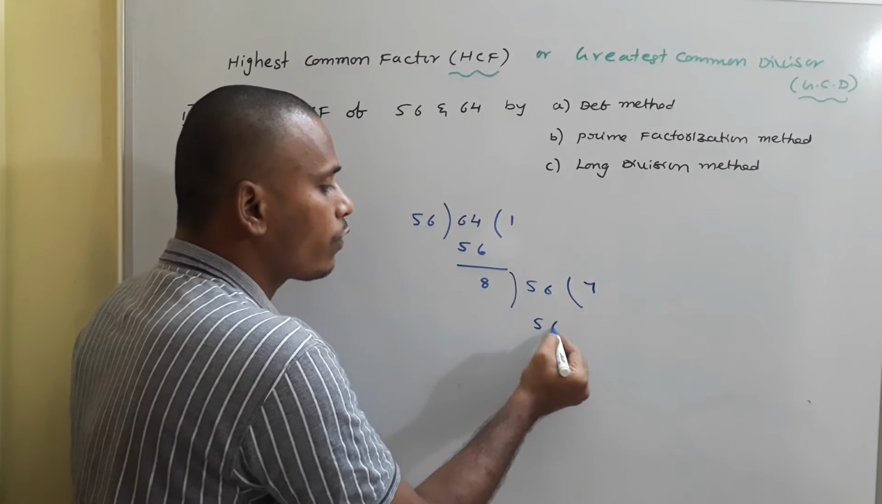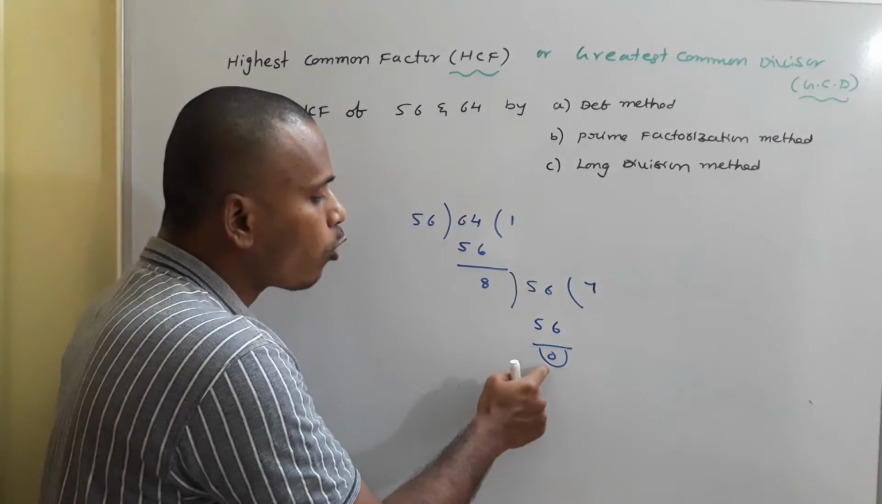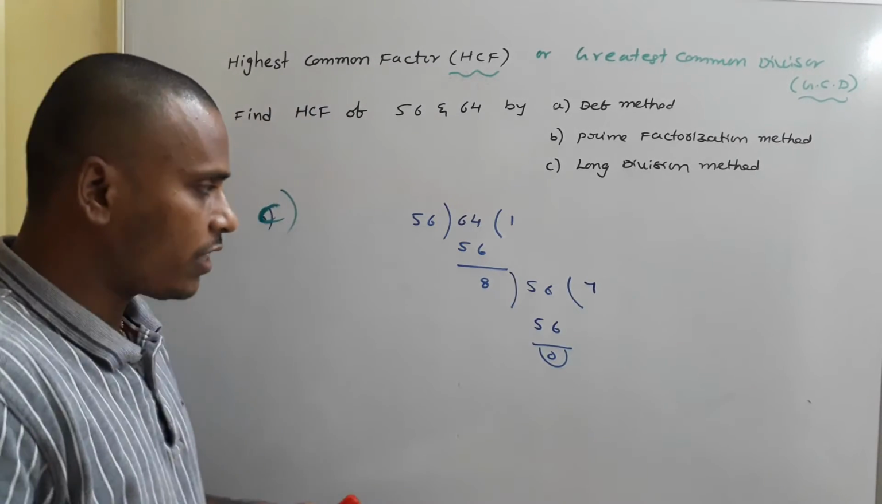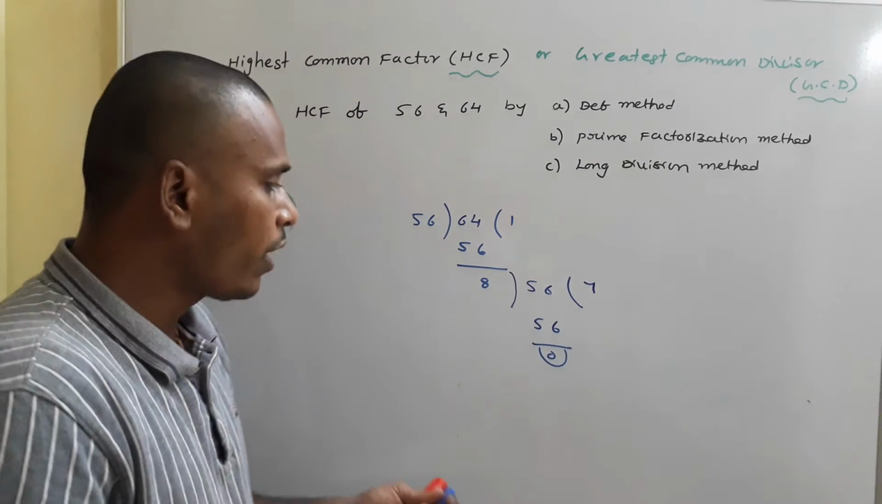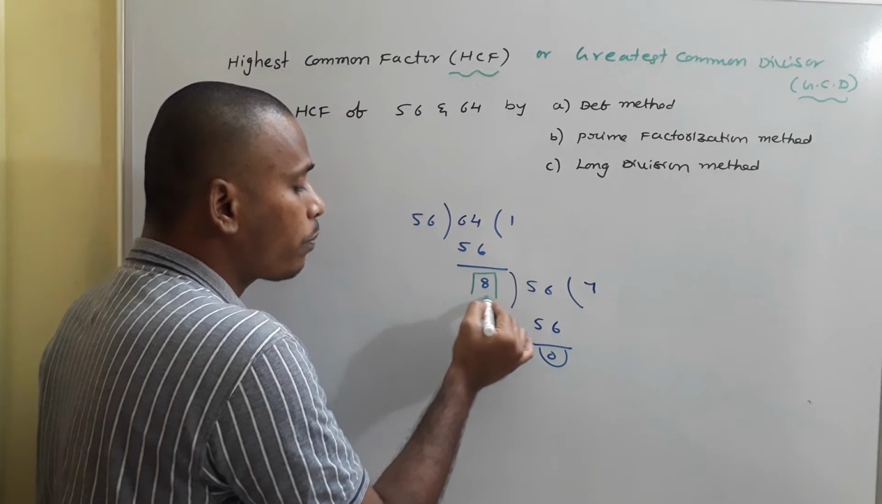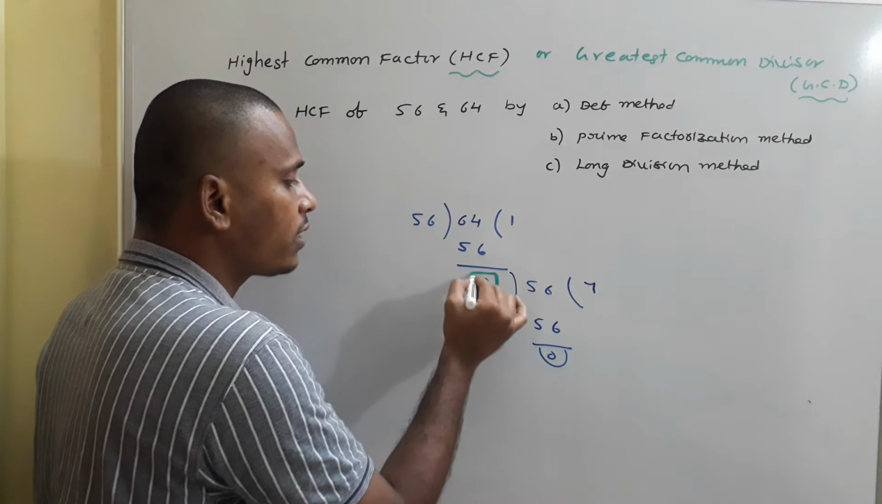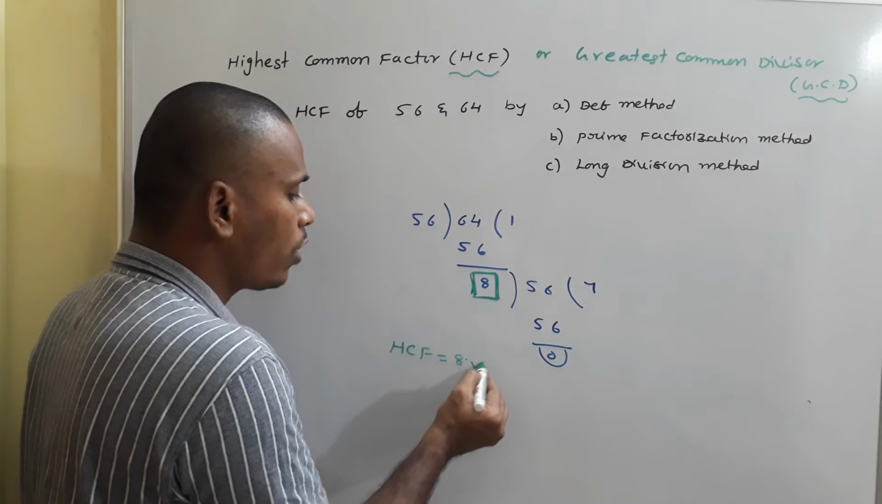8 sevens is 56 and the remainder is 0. See, we need to continue the process till we get the remainder as 0. If the remainder is 0 in a step of the division, then the divisor of that last step of division is considered as HCF. So for these two numbers, HCF is equal to 8.